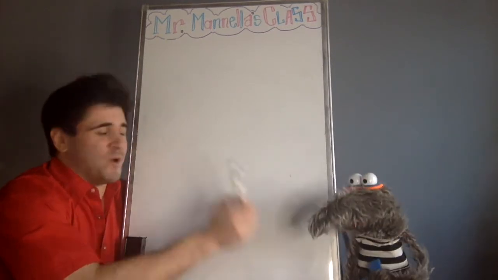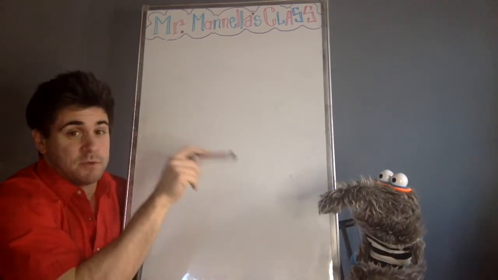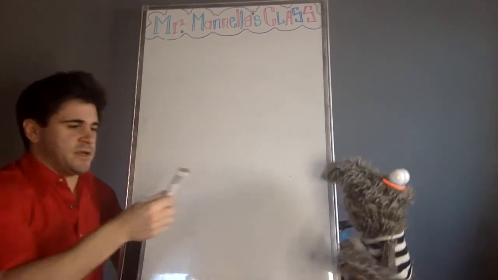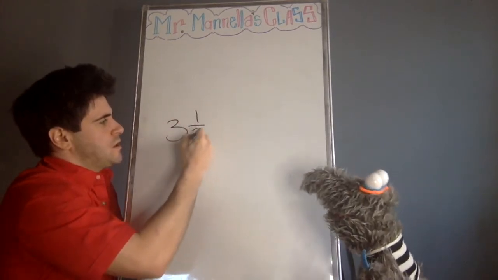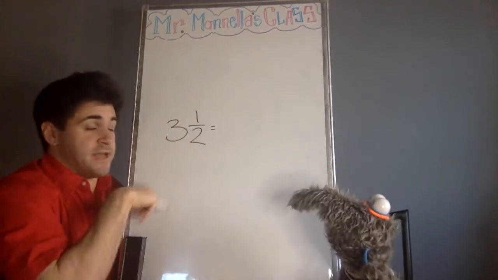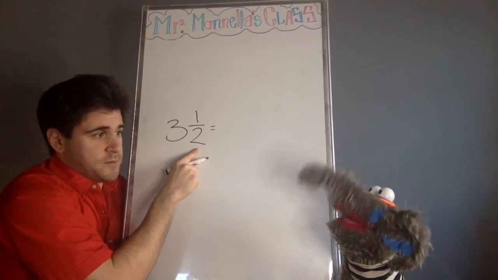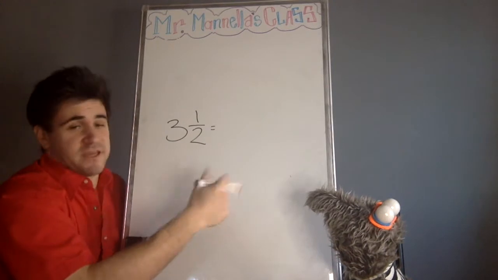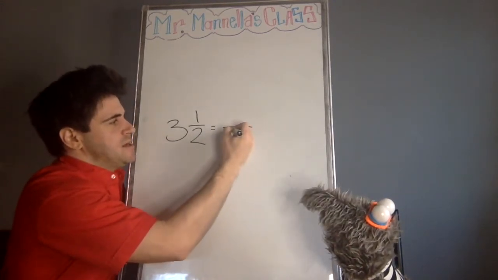One of the important things that we need to know how to do is to turn a mixed number into an improper fraction. Let's look at a number like, say, 3 and 1/2. If you'll remember, when we did the division to get a mixed number, did our denominator change? No, the denominator stayed the same. So when we're going the other way now, turning a mixed number back into an improper fraction, that denominator is going to stay the same.